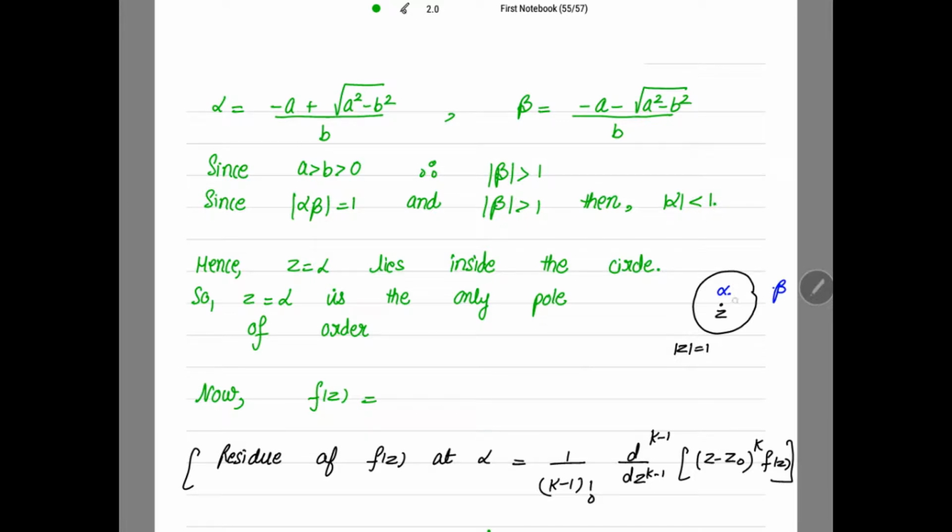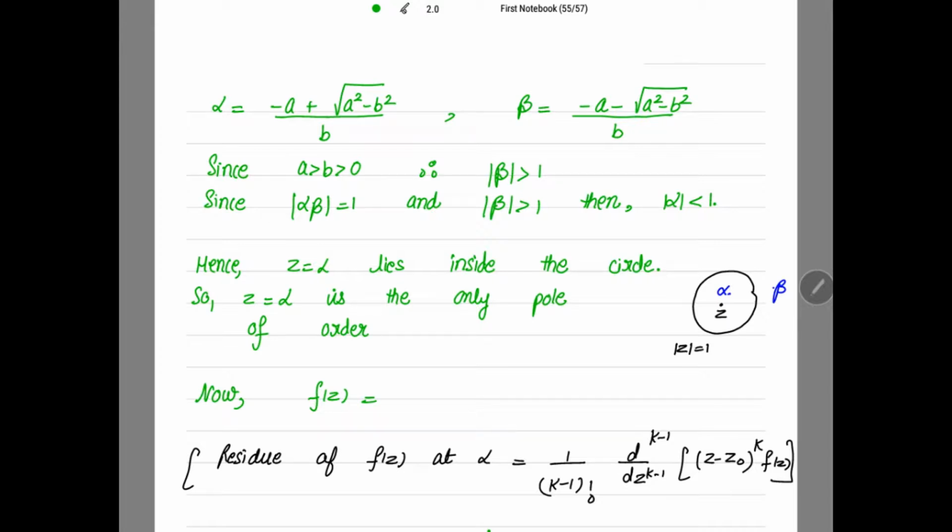So alpha lies inside the circle, and because mod beta is greater than 1, beta lies outside the circle. So we need to find the residue of f(z) at one pole only, that is alpha. So z equal to alpha lies inside the circle. So z equal to alpha is the only pole.